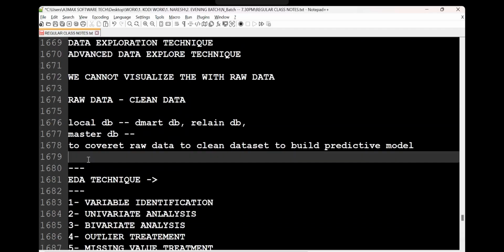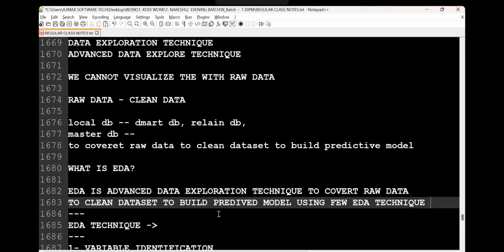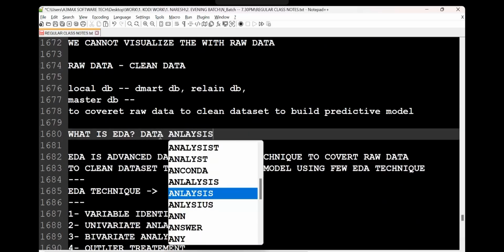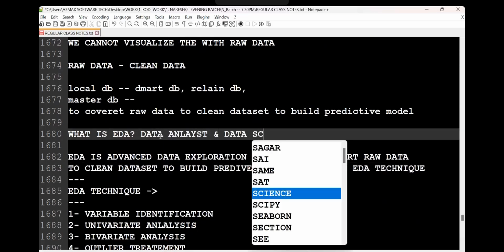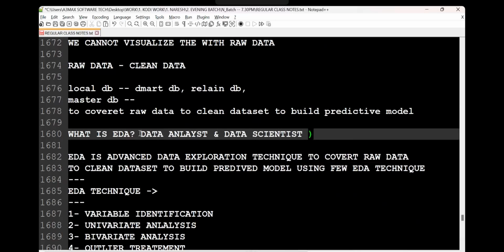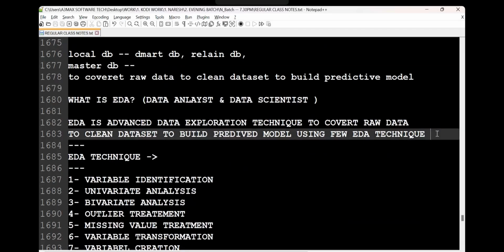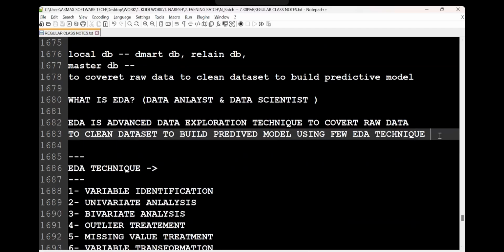Are you clear? Who can use this? Data analysts and data scientists can use this technique. So whatever I explain right now, you don't require any technical background.